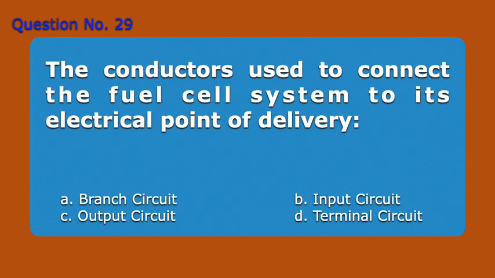Question number 29. The conductors used to connect the fuel cell system to its electrical point of delivery. A. Branch circuit. B. Input circuit. C. Output circuit. D. Terminal circuit. Answer: C. Output circuit.